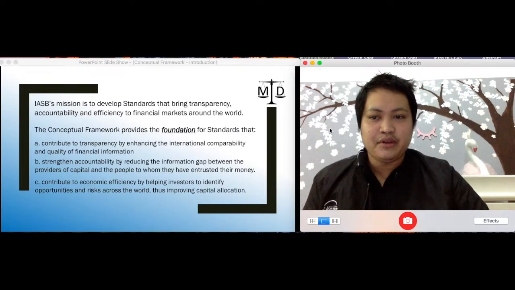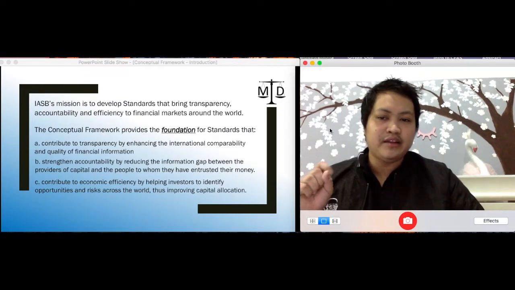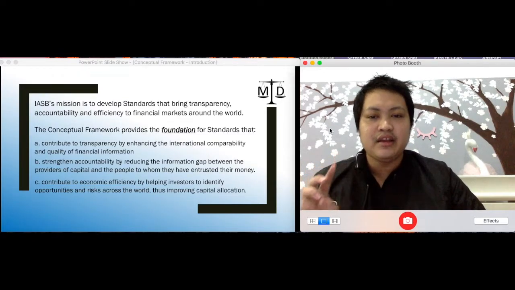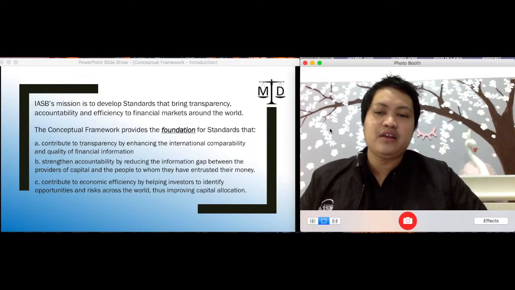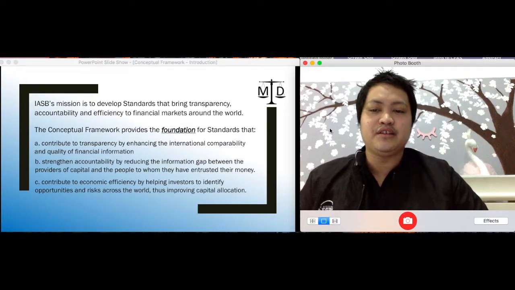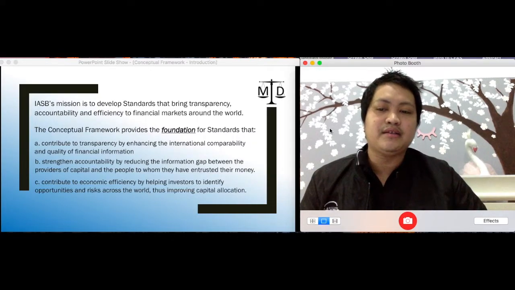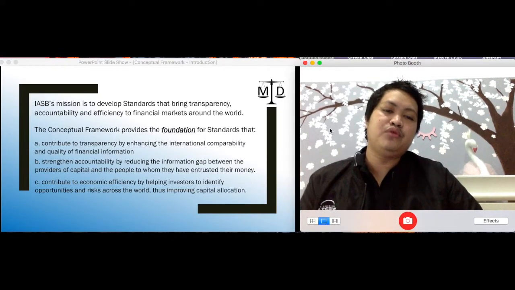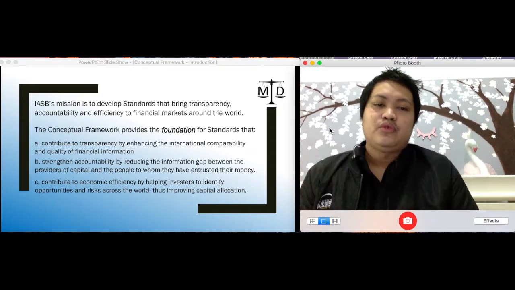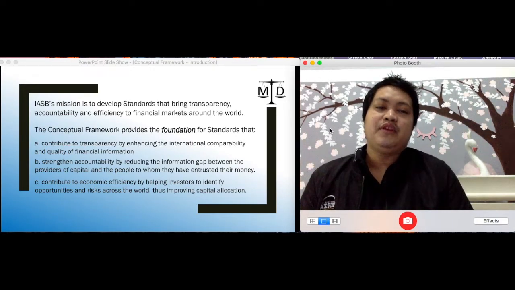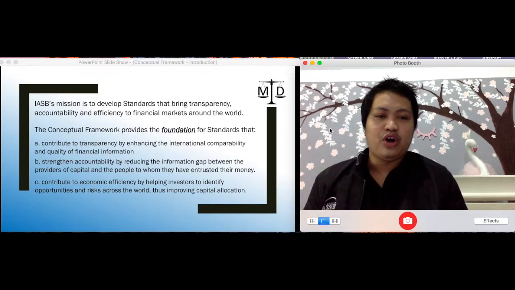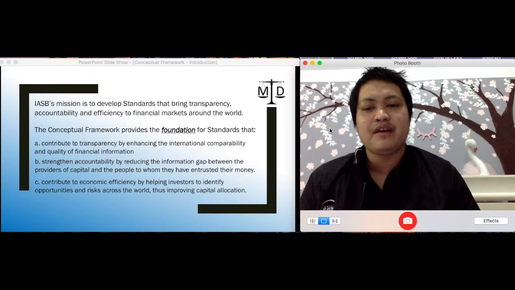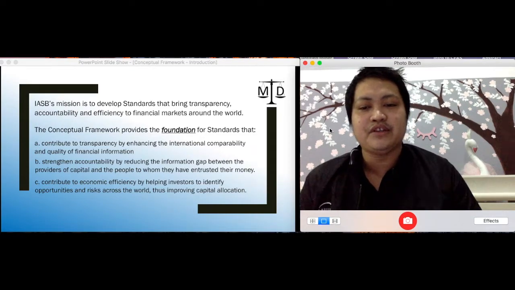So if you remember, the mission of the IASB is to bring transparency, accountability, and efficiency. And if you try to look at the foundation of the standards, it is to contribute to transparency, strengthen accountability, and contribute to economic efficiency. So if we would be following uniform or common accounting standards, then it would be very easy for us to ask accountability from the preparers of the financial statements.